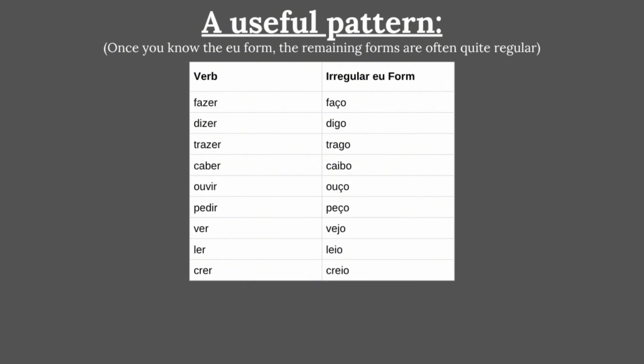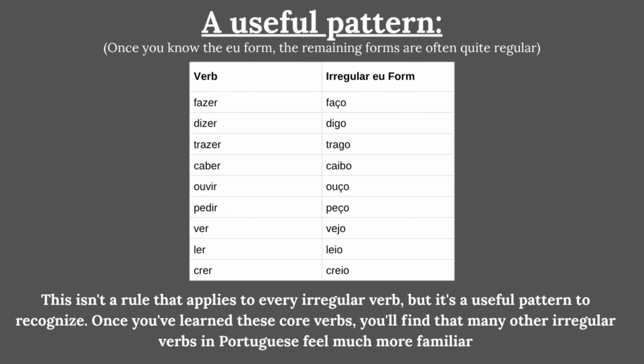So, considering the verbs that we did see, it's possible to conclude that many of them are irregular in the eu form. Once you know this form, the remaining forms are quite simple, and this is not a rule that applies to every verb, but it's a useful pattern to recognize. Once you've learned the core verbs, you'll discover that many other verbs feel very similar, which will allow you to speak the language with more confidence.